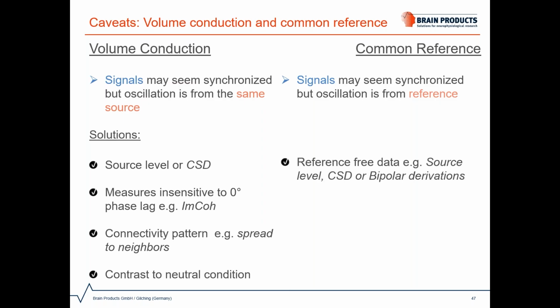The solution to the common reference problem is mainly to get rid of the common reference. This could be either reference-free data, as provided by the CSD or bipolar derivations, or source level data, or to choose a reference scheme where channels in a pair are separately referenced. For example, using left and right mastoids respectively.